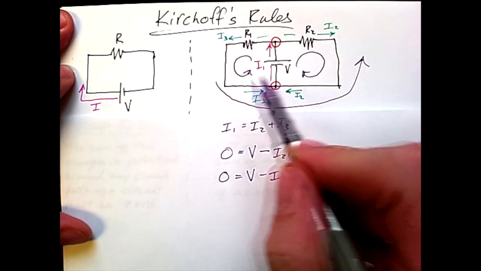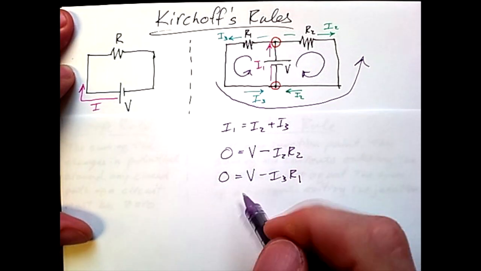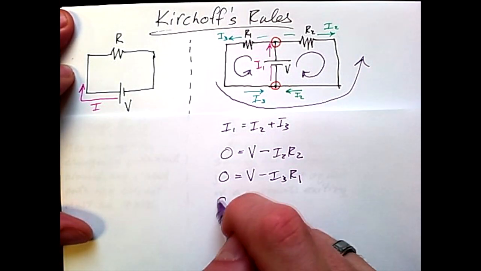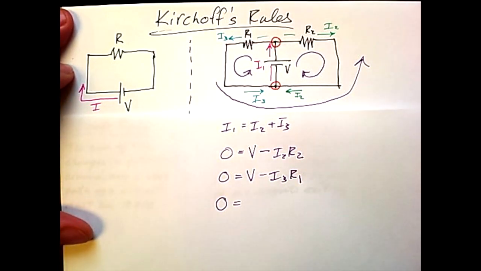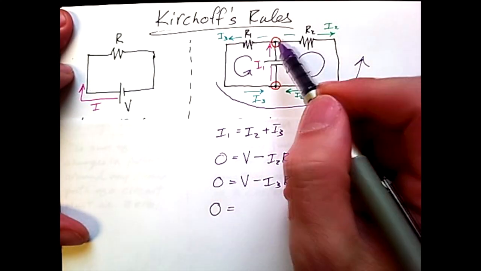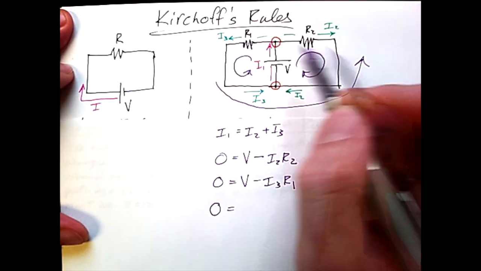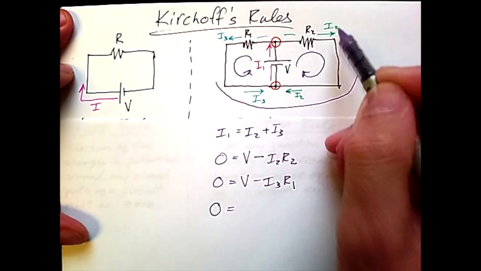The third loop is the outside loop, which does not contain a battery, so we have to be clear on how to handle that. It's important to note that the conservation of energy holds regardless of whether or not there's a battery. So if we're looking at this outside loop, starting here, following around in this loop in this direction.